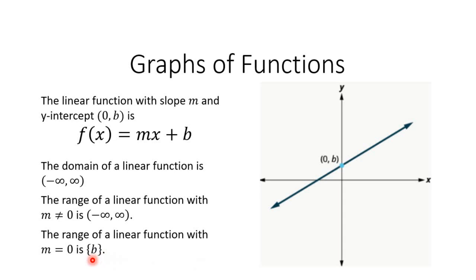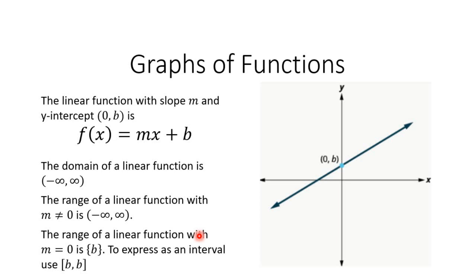On the other hand, for a linear function whose slope is equal to 0, there's only one y value because it's a horizontal line, and that y value will be the only y value in the range. So it's just one single value in the range. In order to give that as an interval, you just start the interval at b, end the interval at b, and include b by using brackets.